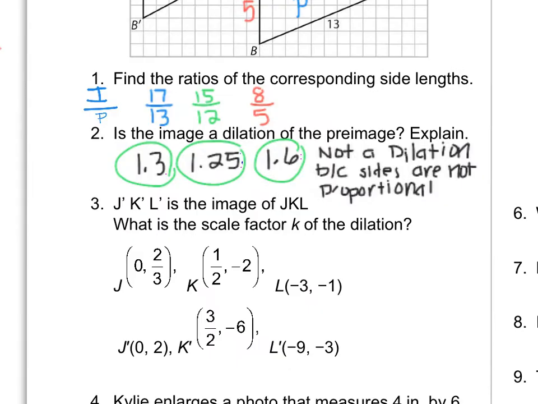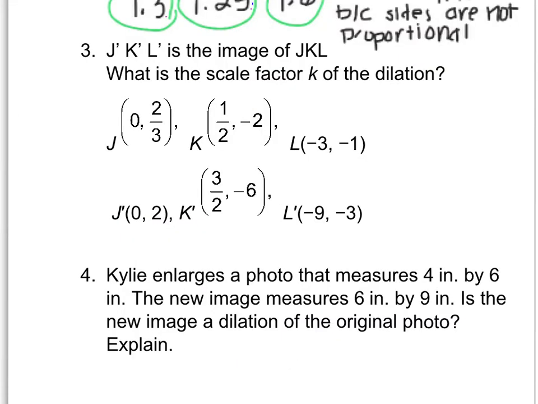Let's move to number 3. On number 3, they're telling you that J prime, K prime, L prime is the image of JKL, so a dilation occurred. What is the scale factor K of the dilation? So we know that JKL is the pre-image, so I put P, and J prime, K prime, L prime is the image, so I put I. We also know that if we're looking for a scale factor, then we're looking for I over P.